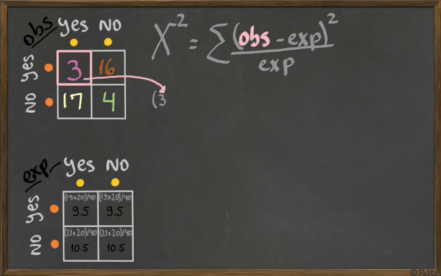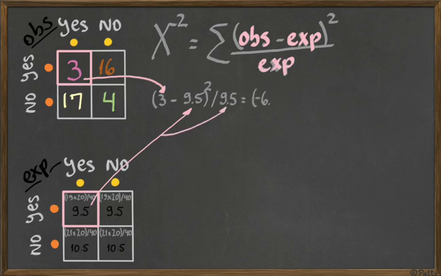Observed 3 minus expected 9.5, to the power of 2, divided by the expected, which is 9.5. When I solve that, I get minus 6.5 to the power of 2 divided by 9.5, which equals 42.25 divided by 9.5, which equals 4.45. So this is one of the numbers. Keep that number over there.